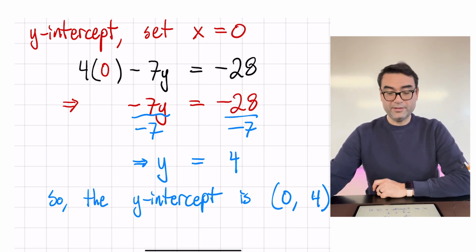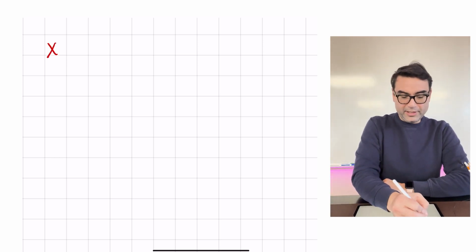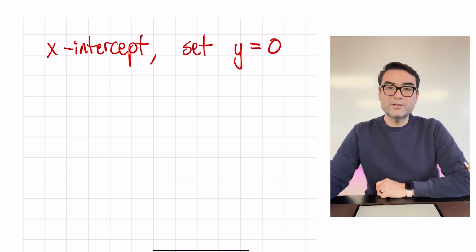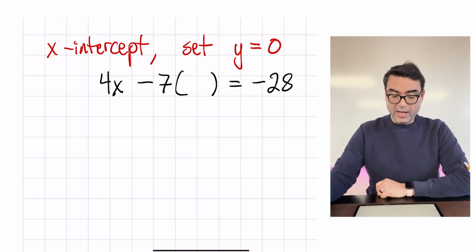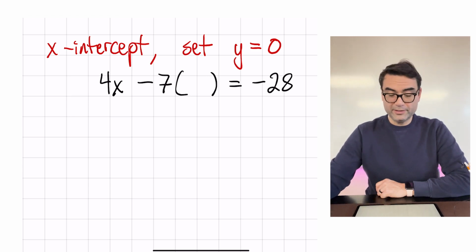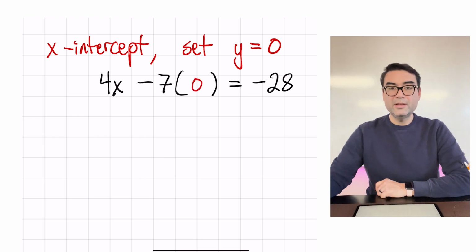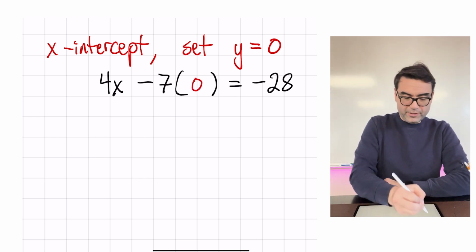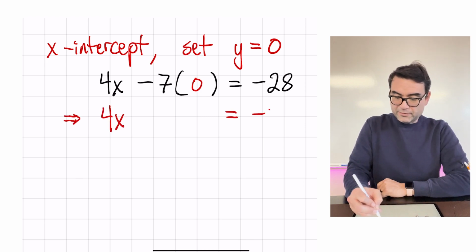So now let's find the x-intercept. The x-intercept is a point where the x-coordinate is the x-intercept, but the y-coordinate is 0. So for the x-intercept, by having y equal to 0, we can now solve for the x value where this occurs. So I rewrote my equation, and I put a set of parentheses where the y value was to show that it's now -7 times the value I'm going to substitute, which is 0. So -7 times 0 is still 0. So the equation we're left with, we just have our 4x term, and that equals -28.